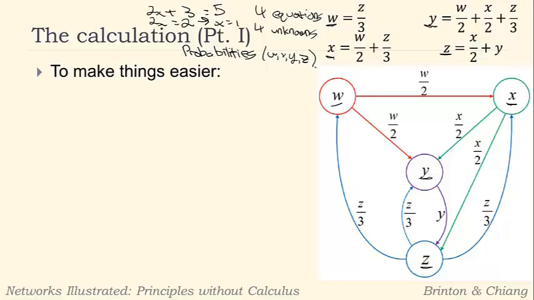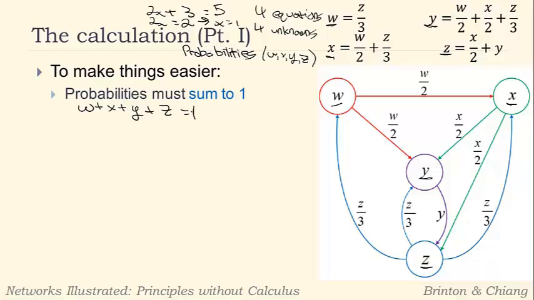So if you add up W, X, Y, and Z, that has to be equal to 1, because logically speaking, you have to be on one of the nodes at any given time. They have to add to 1 because you're 100% certain that you will be on either W or X or Y or Z at any given time. So we can make things easier by noting that these probabilities must sum to 1, and so W plus X plus Y plus Z must be equal to 1.